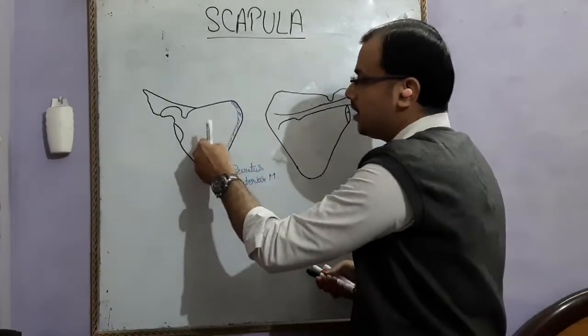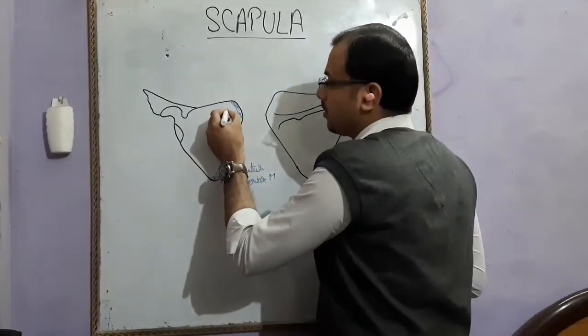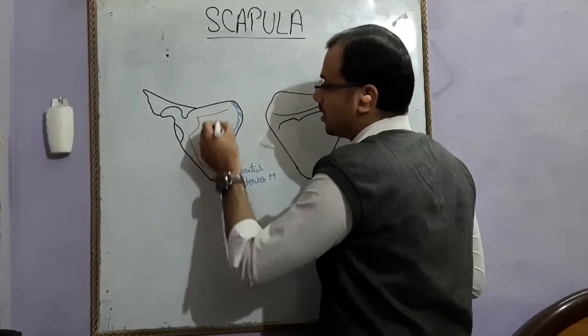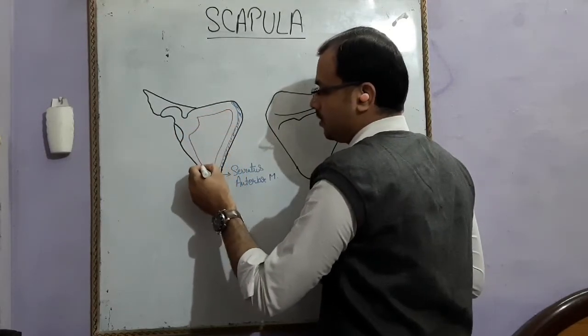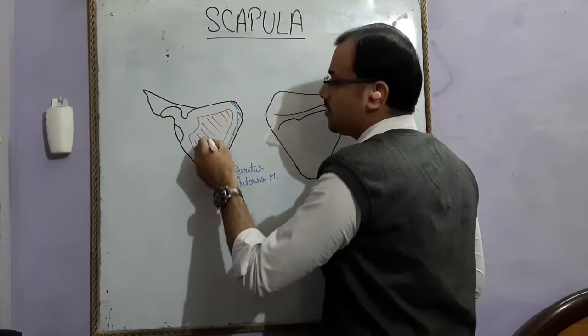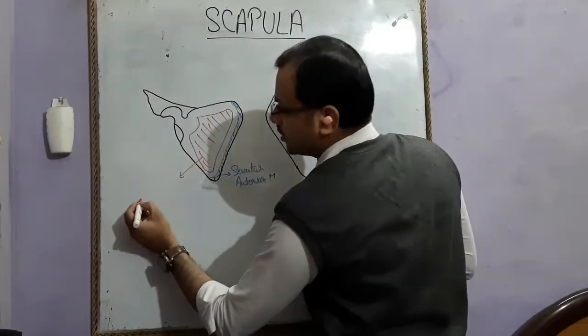On the medial two-thirds of the costal surface of the scapula, here is the attachment of the subscapularis muscle. This is the subscapularis muscle.